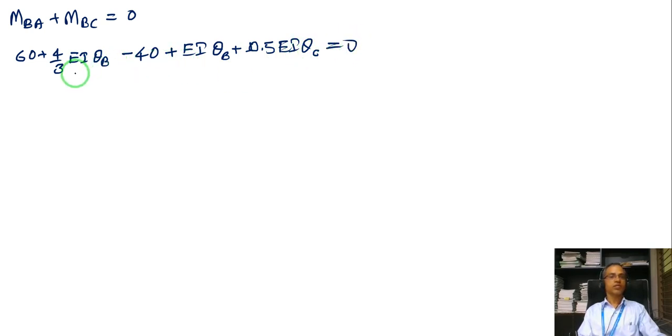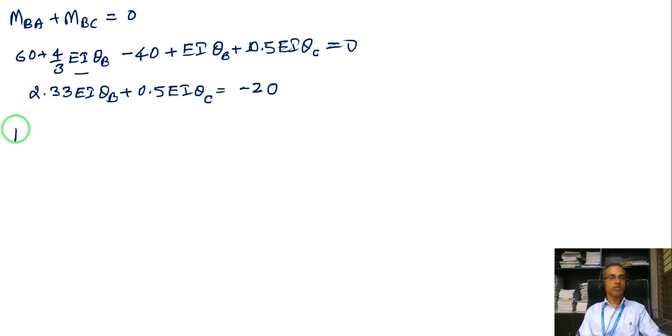Now we can see 4 by 3 theta B and EI theta B, right? So this will give you 2.33 EI theta B plus 0.5 EI theta C, and 60 minus 40 is 20, so the other side will be minus 20. This could be one of the equations.